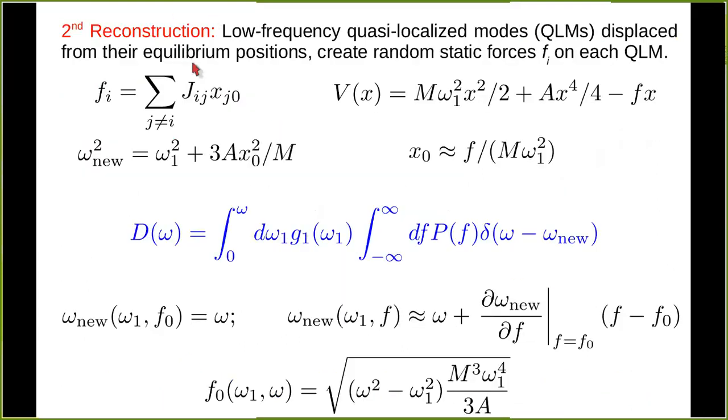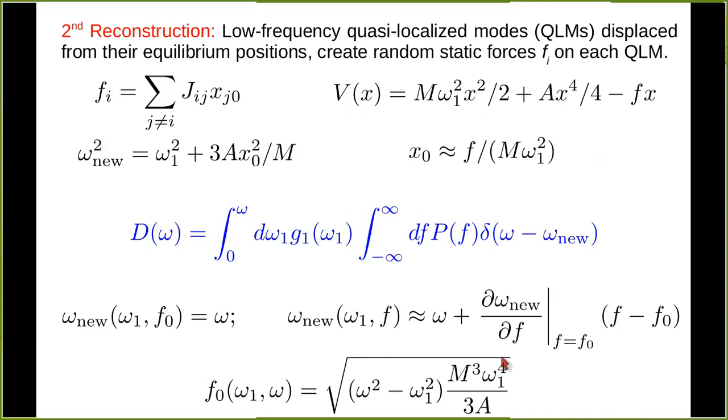In the second construction, we now consider the interaction with other oscillators whose equilibrium positions are shifted to some x0. Basically, they create a random static force on each quasi-localized mode, and that is given by this. Basically, the effective interaction in which the oscillator moves is this. So this is the bare potential energy. This is the additional term we put in for stability purposes, and this is the forcing term. Now, because of this forcing, there is again a renormalization in the frequency as well as a shift in the equilibrium position.